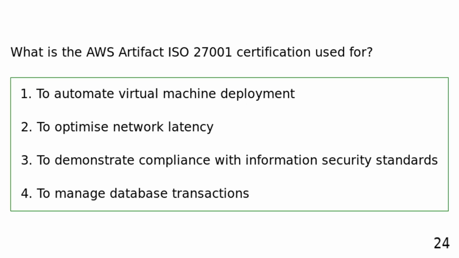What is the AWS Artifact ISO 27001 certification used for? To automate virtual machine deployment. To optimize network latency. To demonstrate compliance with information security standards. To manage database transactions.